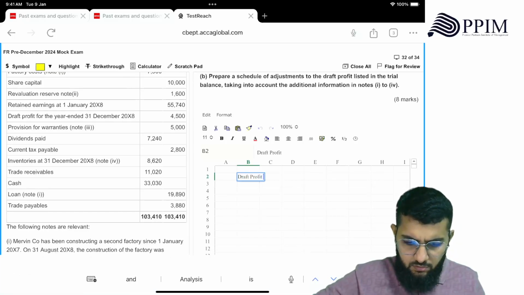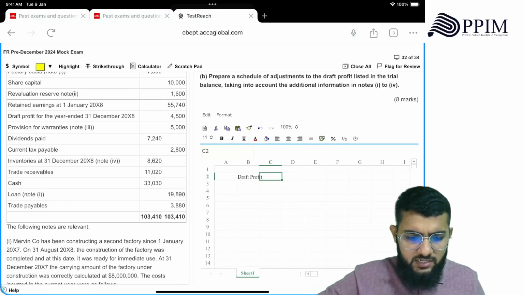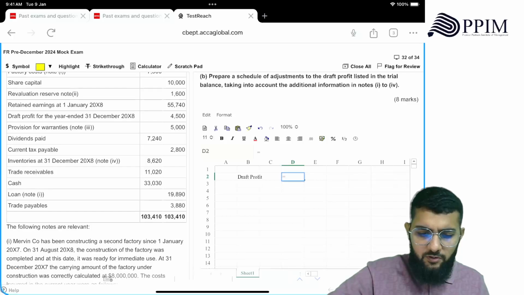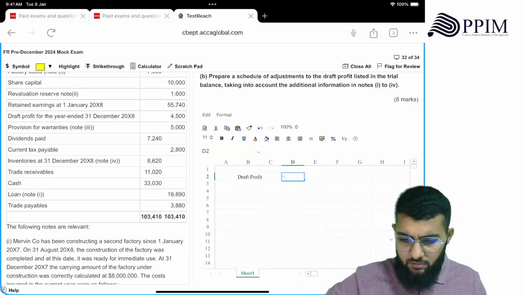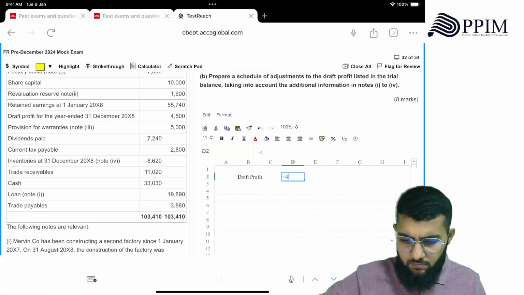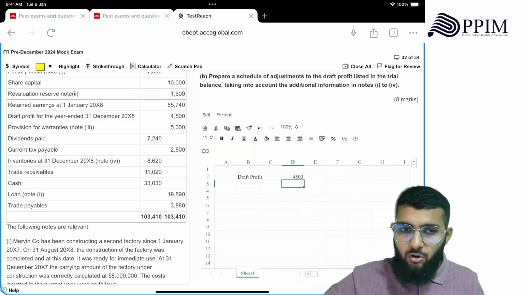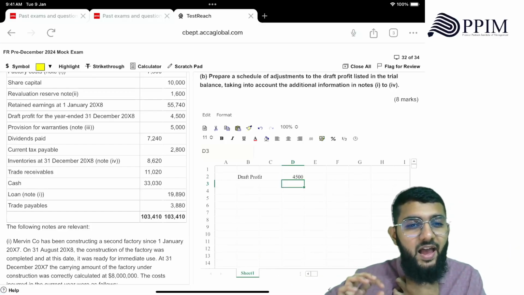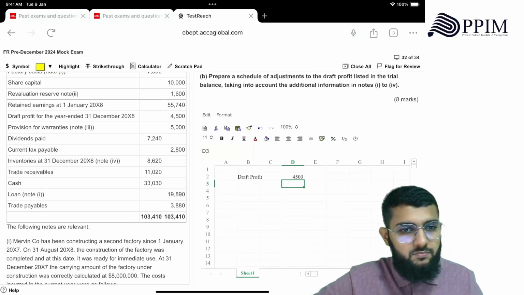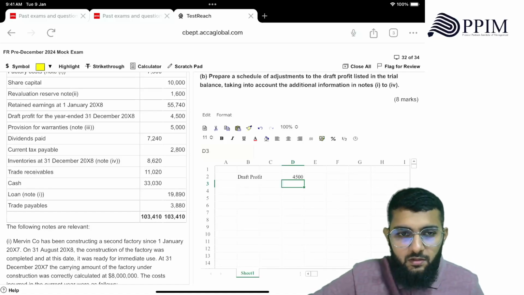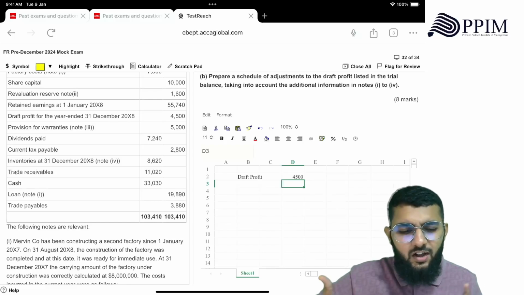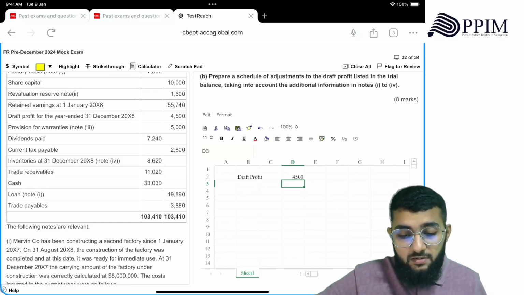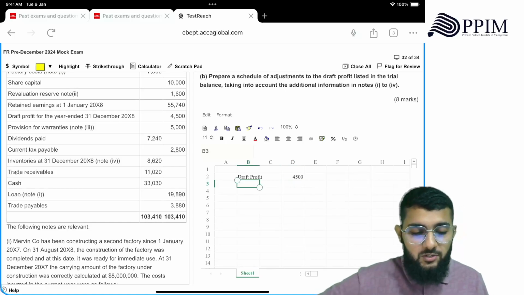Profit. How much is that? 4,500, right? No, always use abbreviations as little as possible. Better to use... I mean, draft profit is good to do, right? Yeah. But it's not recommended to use a lot of abbreviations, right?